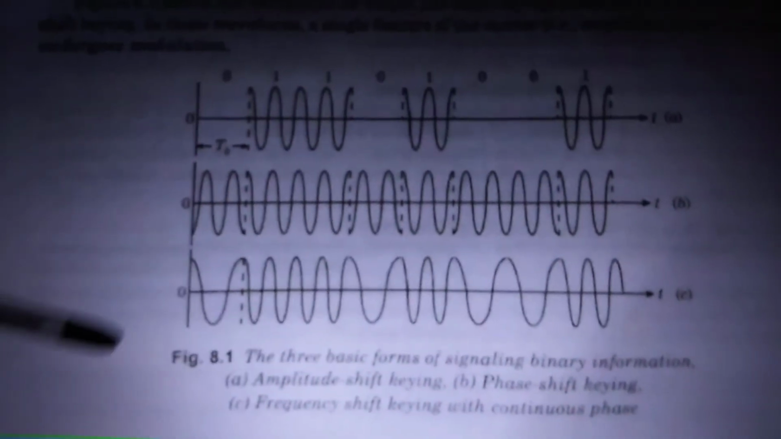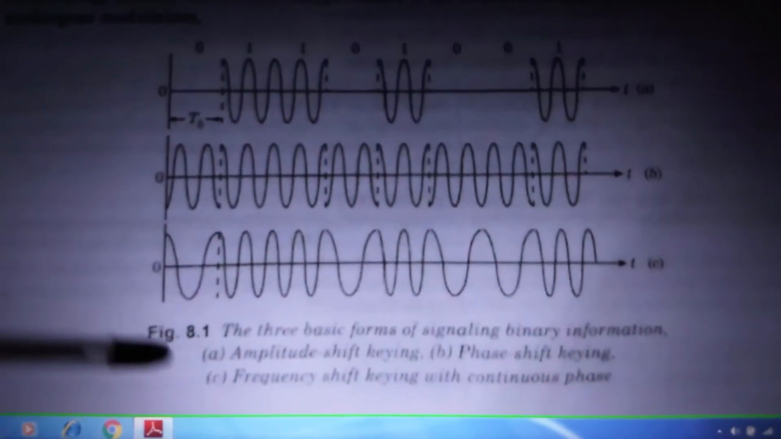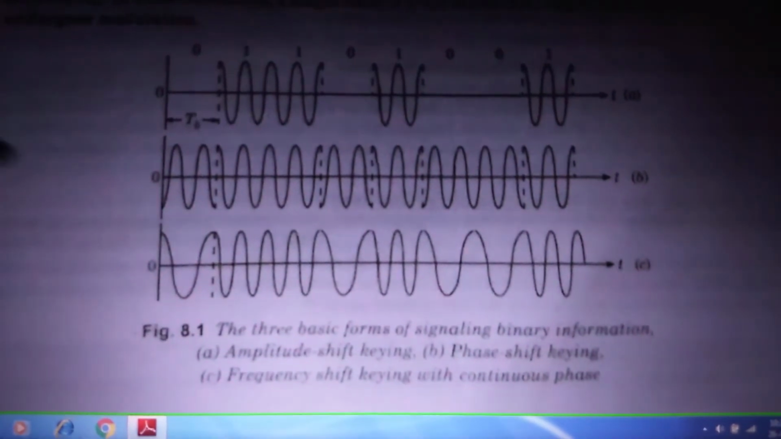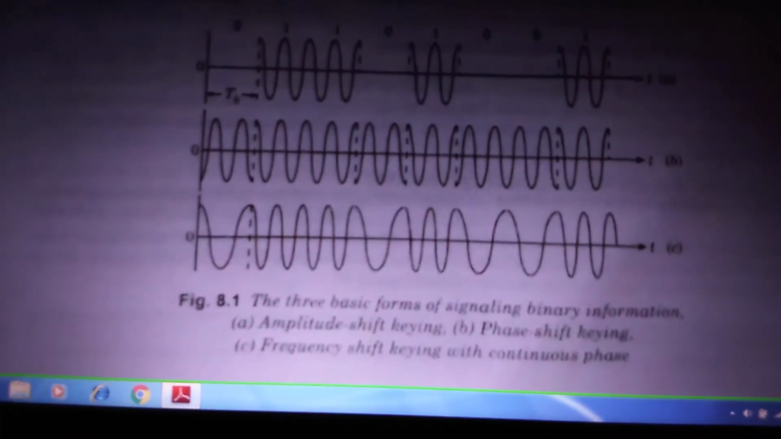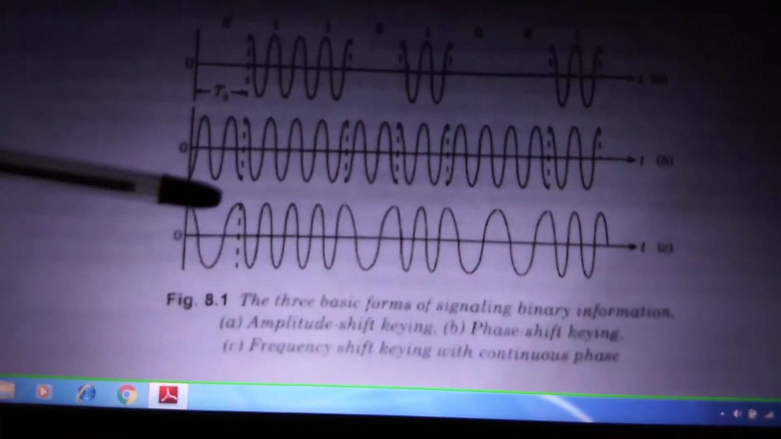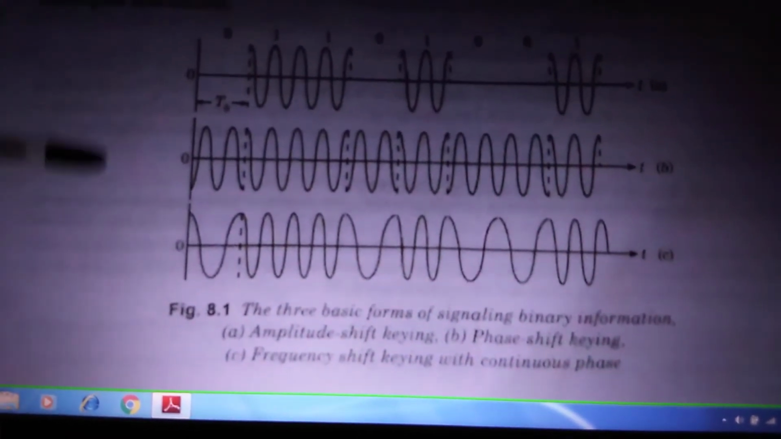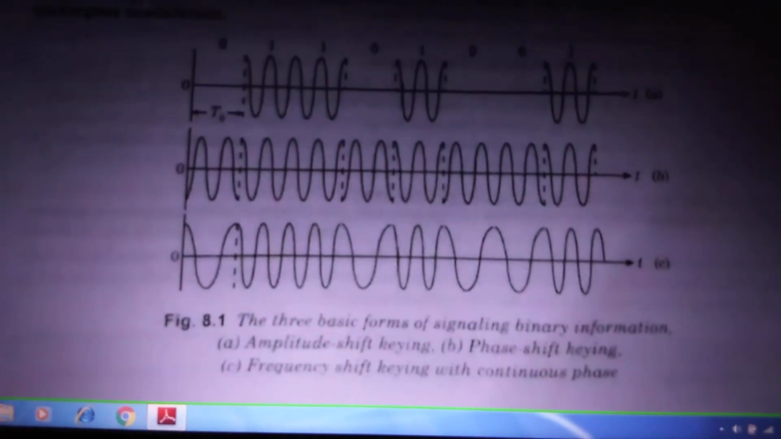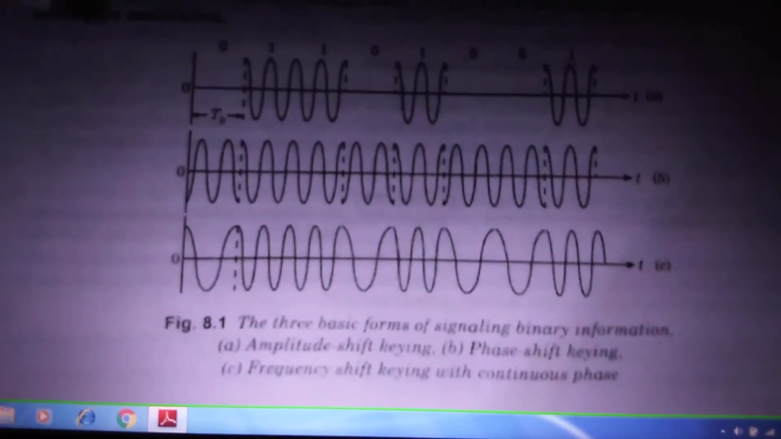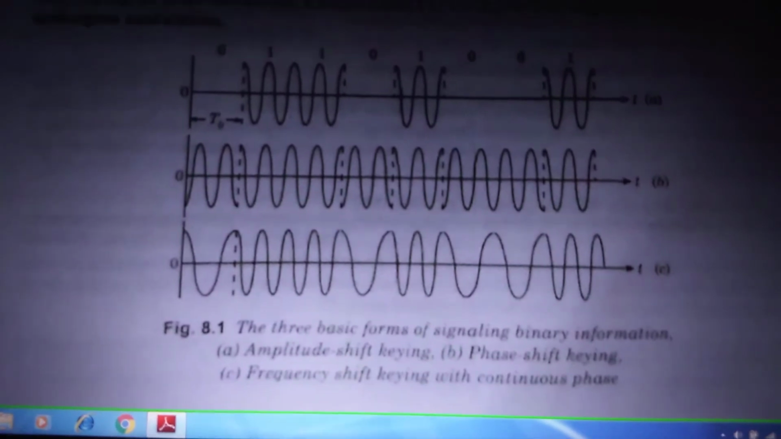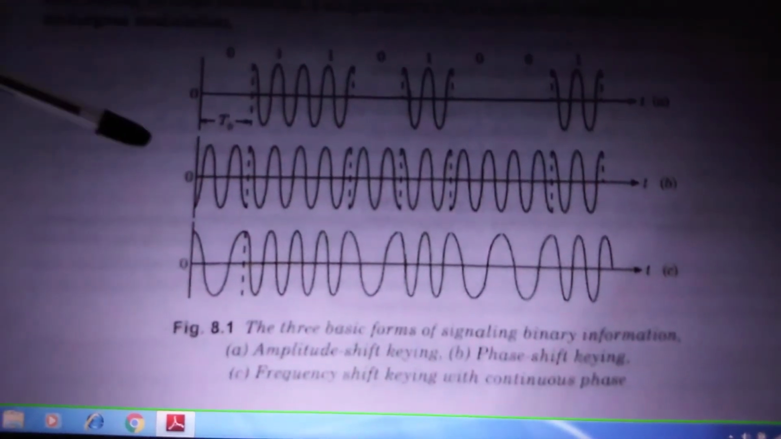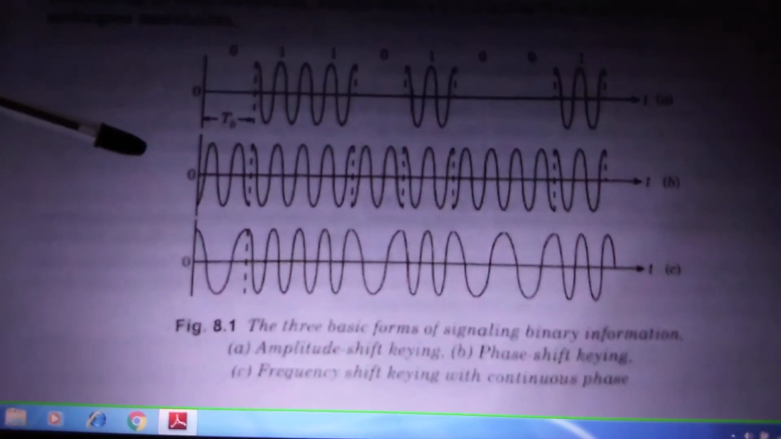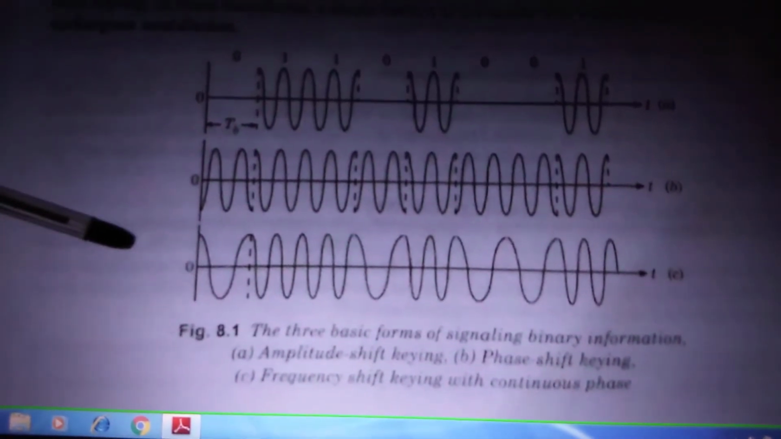Now go to the third figure, which is called frequency shift keying. Why is this called frequency shift keying? Because when you are transmitting 0, look at the frequency, and when you are transmitting 1, look at the frequency, both frequencies are different. So frequency changes happen in this case. For this reason, this is called frequency shift keying. Again, try to realize these three figures. First one is amplitude shift keying, next one is phase shift keying, and the third one is frequency shift keying.